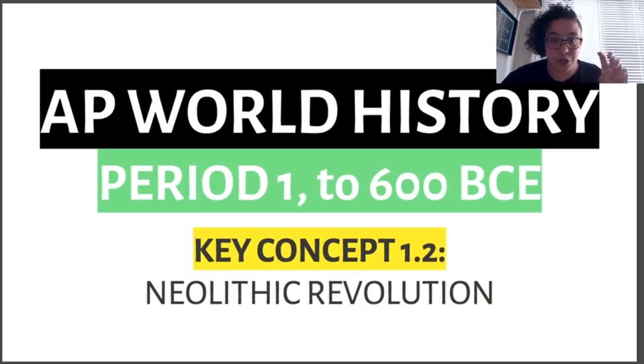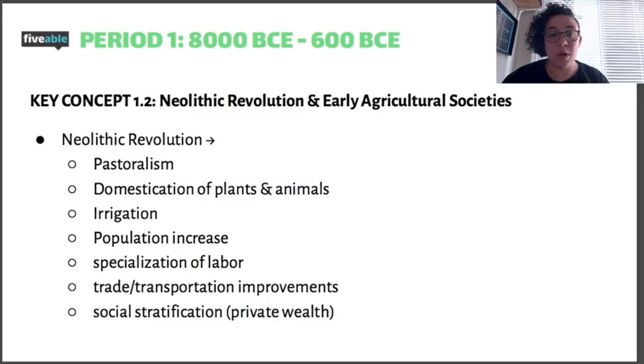Neolithic literally means new stone. This is different than Paleolithic, which is Old Stone Age. So in the Neolithic Revolution, this is where humans develop agriculture. This is maybe the most important development in all of human history. And this is for a lot of reasons that I've just kind of listed out here.